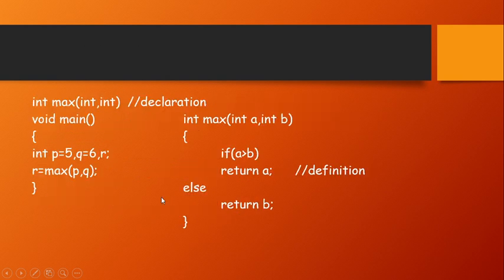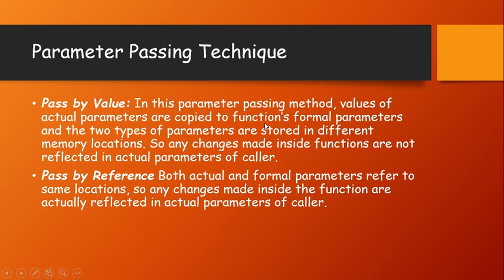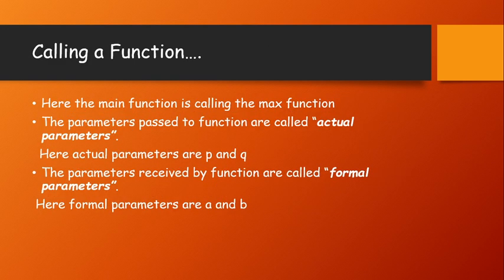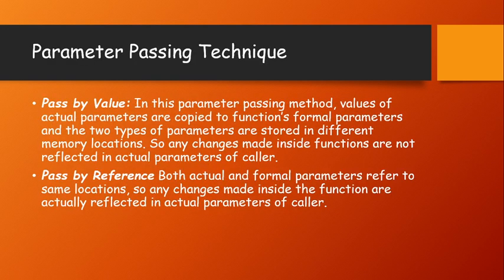So two terms: actual parameter and formal parameter. P and q are the actual parameters of the function, and a and b are the formal parameters of the function. Next, we can look at parameter passing techniques. There are two types of techniques: one is pass by value, and the next one is pass by reference.